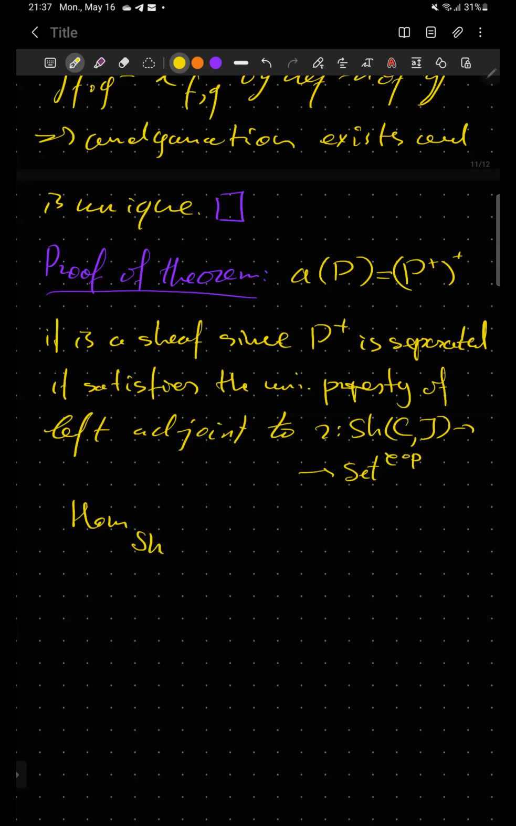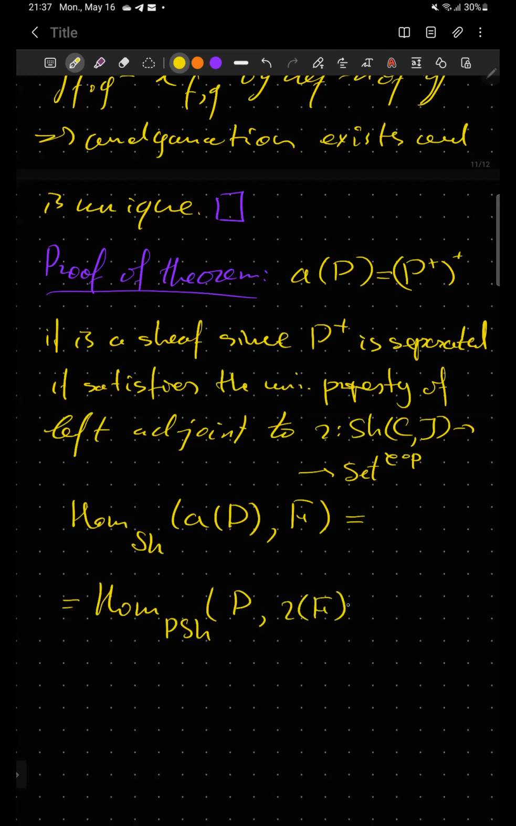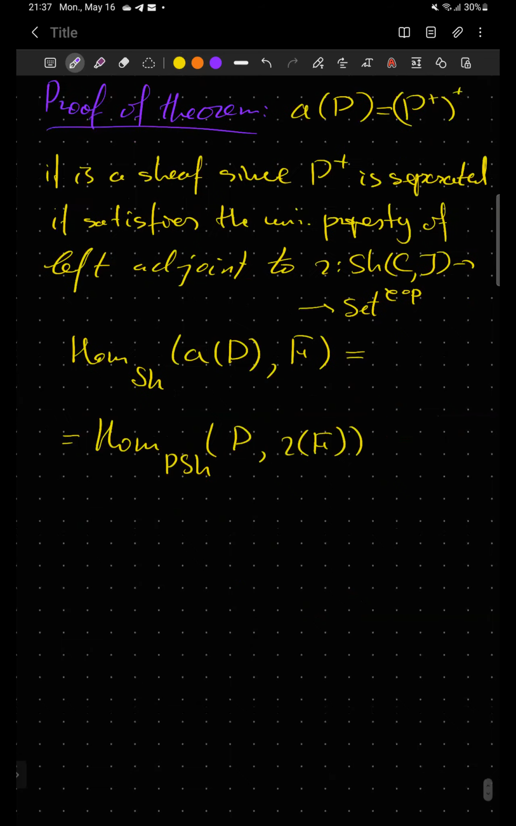So Hom in sheaves of A of P to F is equal to Hom in presheaves of P to F. Thus, we've proven that it is indeed a left adjoint. And so we've constructed a left adjoint. Now I will provide a simple corollary, and we will finish the proof of the theorem by showing that it commutes with finite limits.